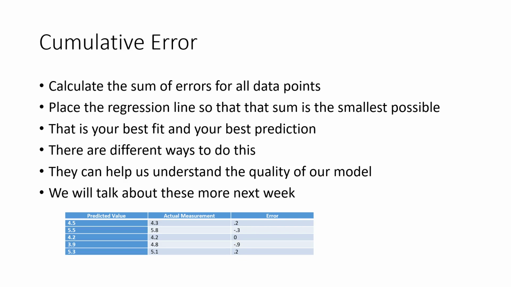you can add them all up, or you can square them to get rid of the negatives and add all those up, and then divide by the number of rows that you have. There are just different ways of calculating this, but it's important to understand that error does play a role in letting us know how good our model is.